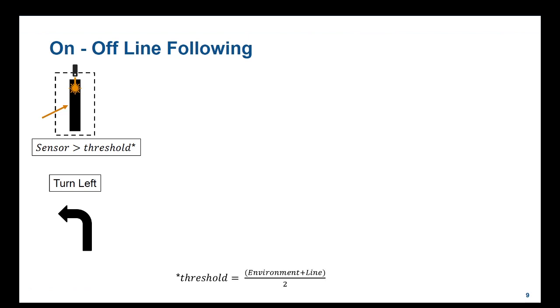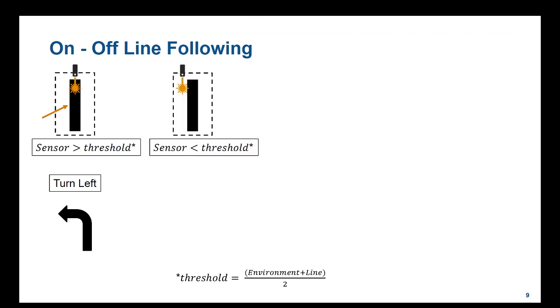Recall that this threshold value is the average of the line and environment. If the sensor value is less than the threshold, that is the line sensor is not on the line, we must turn right to go towards the edge from white to black. Let's put this logic in a flowchart format to better understand the algorithm.